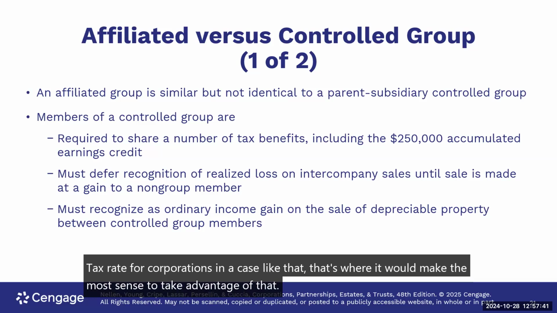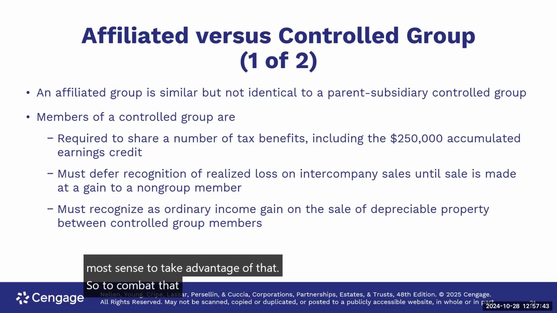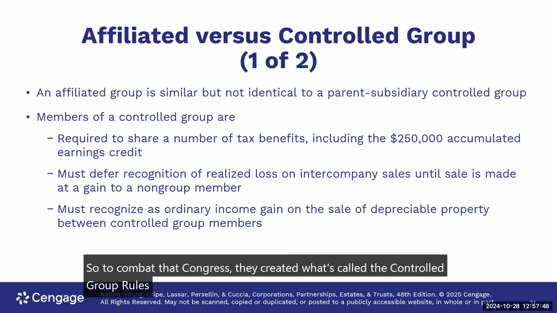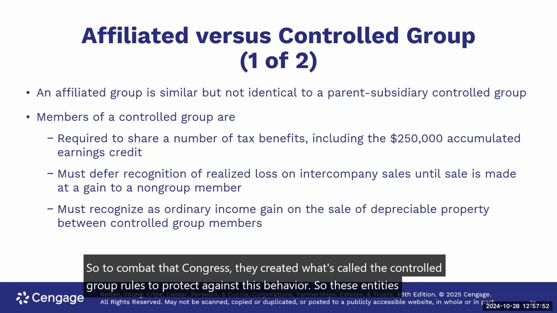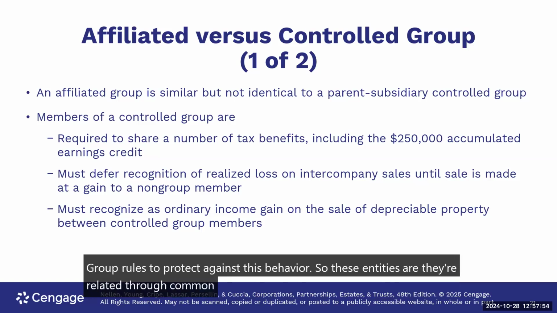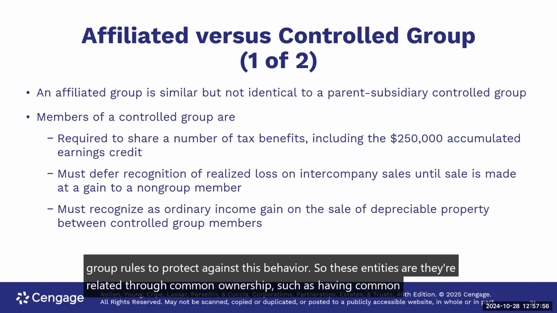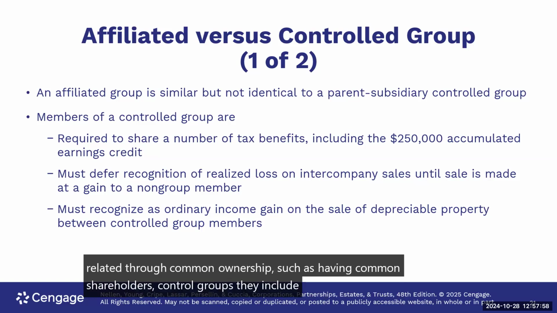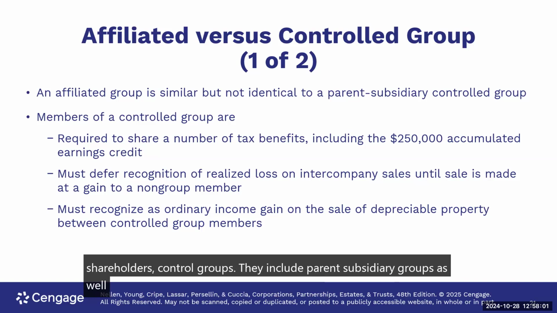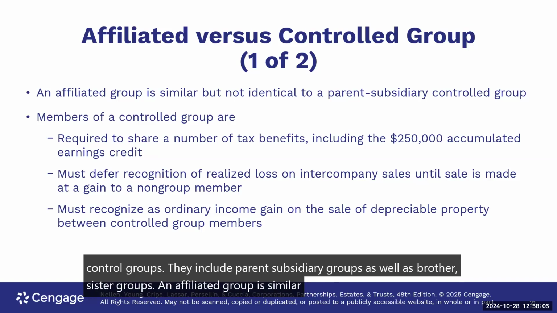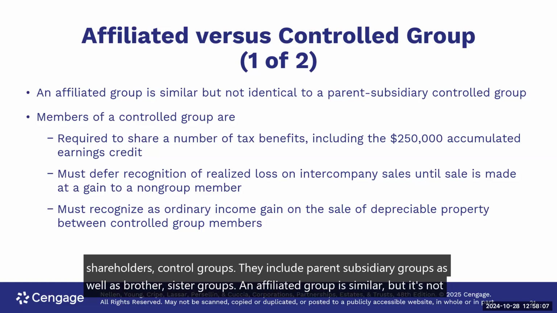So to combat that, Congress created what's called the controlled group rules to protect against this behavior. These entities are related through common ownership, such as having common shareholders. Controlled groups include parent-subsidiary groups as well as brother-sister groups. An affiliated group is similar, but it's not identical to a parent-subsidiary control group.